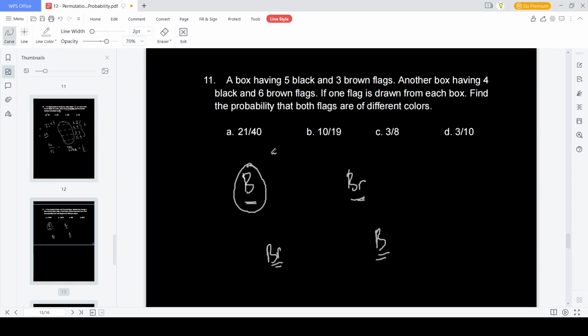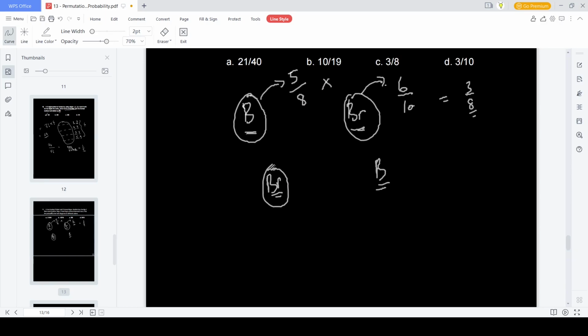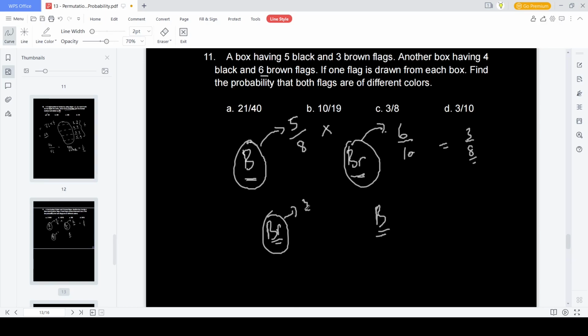If you have to pick black from the first box, I have favorable conditions as 5, total conditions as 8. So this probability will be 5 by 8, into brown from the second box, which is 6 by 10. I have to multiply this to get the probability. That comes as 3 by 8. Similarly, if I have to pick brown first, this comes as 3 by 8 and this comes as 4 by 10. If I multiply, this cancels to 3 by 20.